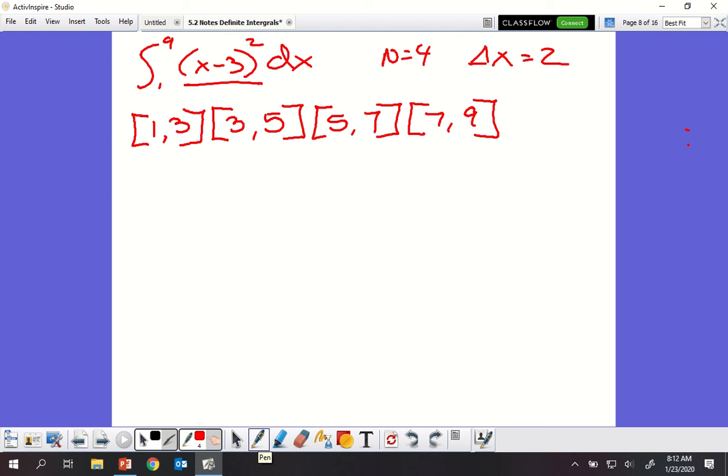So let's see. So we know that my delta x in this case is going to be, say, 2, right? Because for each rectangle, it's length times width, so it's going to be a 2 times my f of x here. Okay, so plug this in. So 1 goes into here. So 1 minus 3 is -2. -2 squared is 4. So this is my value here.